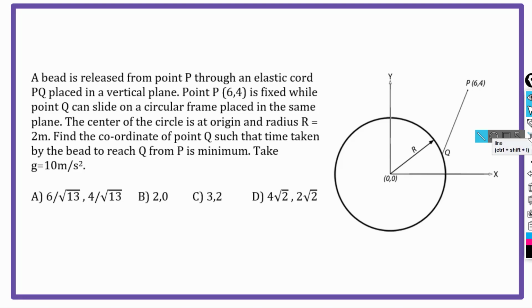The question, if I want to explain it again, it says that this is a point P which is fixed and this is an elastic cord maybe. So the other end of the cord can slide over this circular ring. You have to find the point Q where the particle released from point P can reach in the shortest time. So you give it a try and again come back to see the solution.